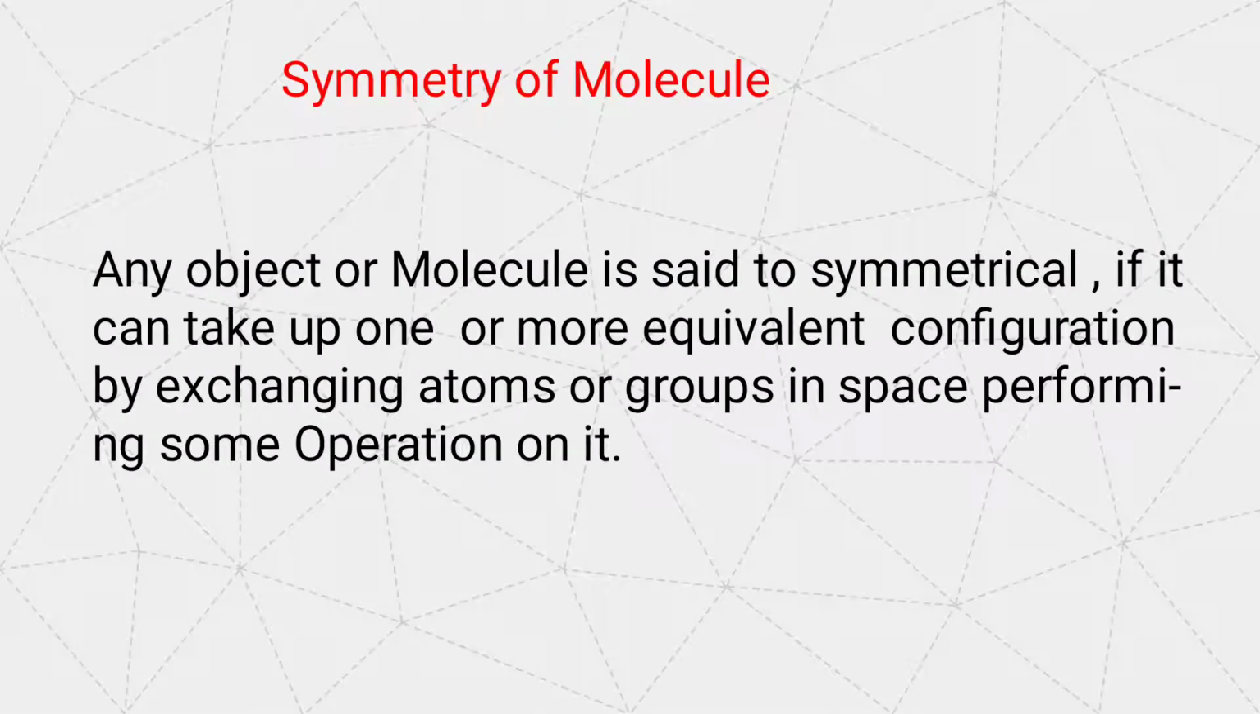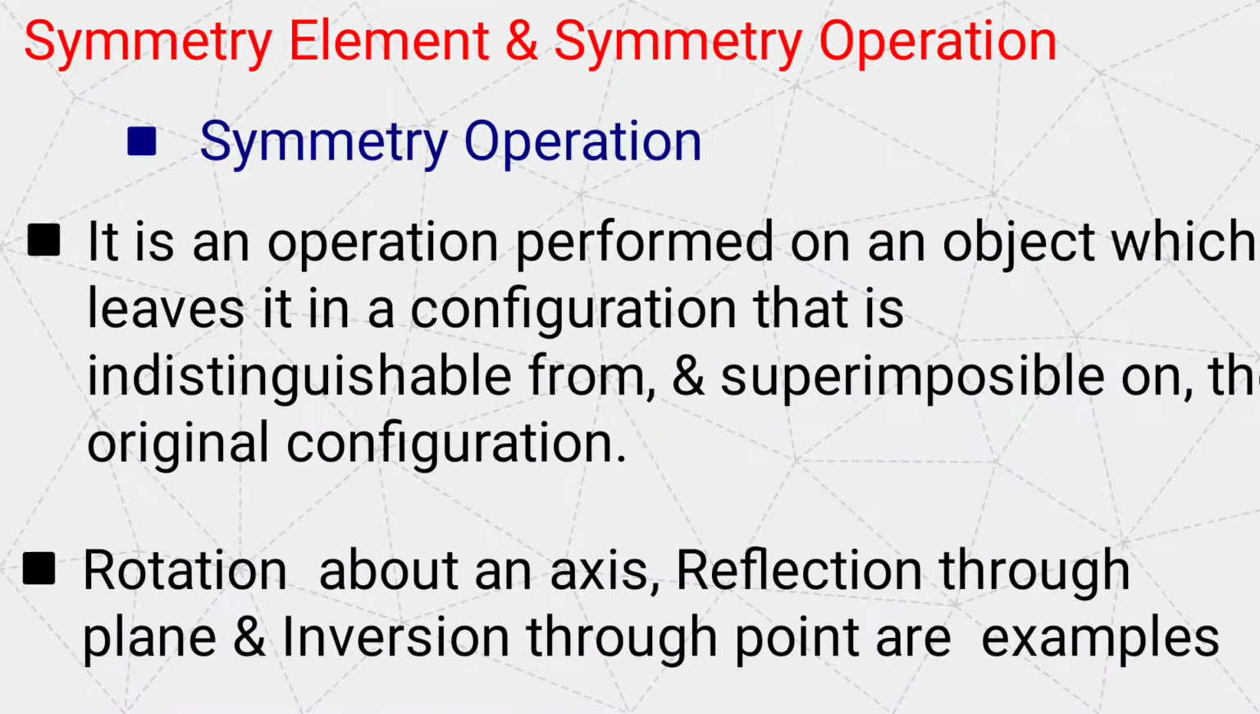Symmetry of a molecule. Any object or molecule is said to be symmetrical if it can take one or more equivalent configurations by exchanging atoms or groups in space, performing some operation on it. Symmetry element and symmetry operation.